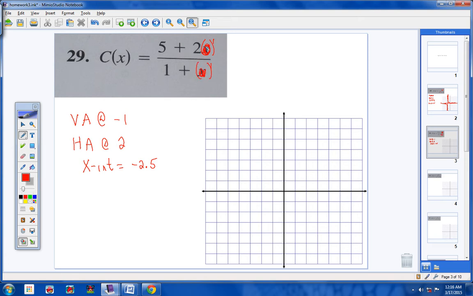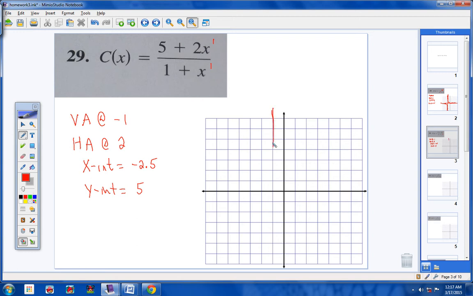2 times 0 is 0. This is 0 here, so 5 plus 0, 1 plus 0. 5 over 1 is what we end up with if you put 0 in for your x's, and so your y-intercept is 5, alright? So let's quickly sketch these.